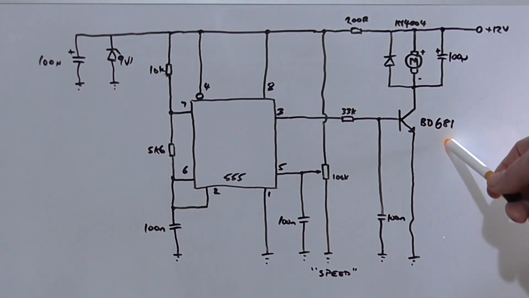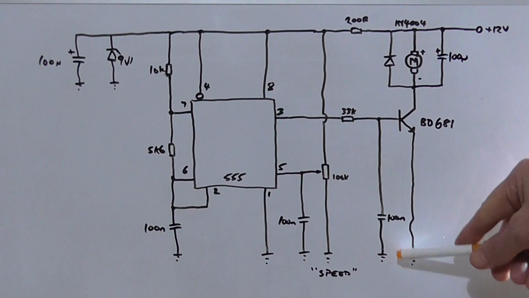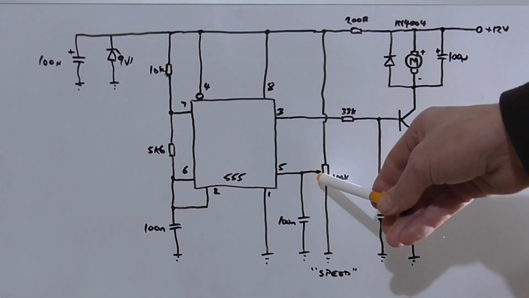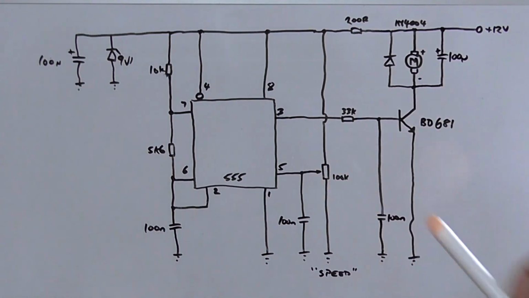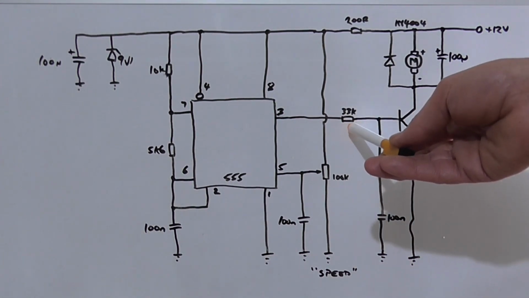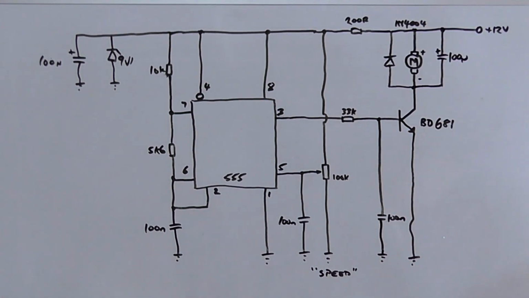Now I'm using a BD681, which is a 100 volt collector to emitter, 4 amp current capability Darlington transistor, and without this capacitor installed, when you rotate the pot no more than, say, a third of a turn, the motor is running at full speed already. And increasing this resistor any higher than 33k, and then the motor fails to turn on at all.